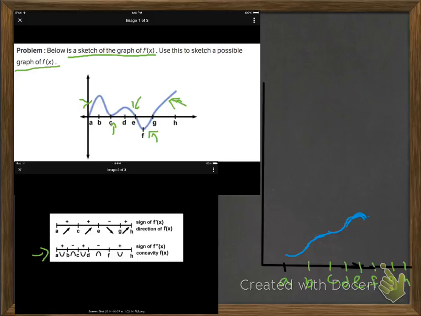So at F, I come down, down, down, down. At F, I'm still going negative, but now my concavity has changed to concave up. At F to H, and at G, I'm going to change directions and go up again. So that's what our graph of our original would look like. We could shift that anywhere, but really we're looking at the concavity and the slopes.